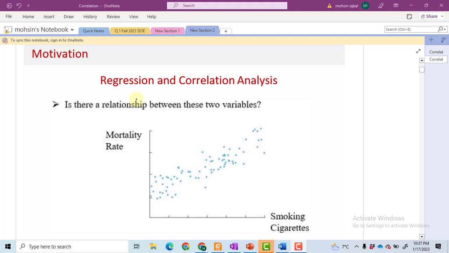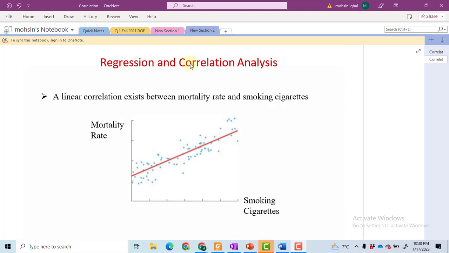For example, in this slide it is shown that with the increase in smoking cigarettes, because on the x-axis we have smoking cigarettes like 2, 4, 6, 8, 10, 12. So with the increase in the number of cigarettes that people smoke, is there any relationship with the mortality rate? As per this data, the mortality is increasing with the increase in the cigarettes. If we draw a line, the line is going upward. So we got one piece of information from this graph: the relationship is positive.